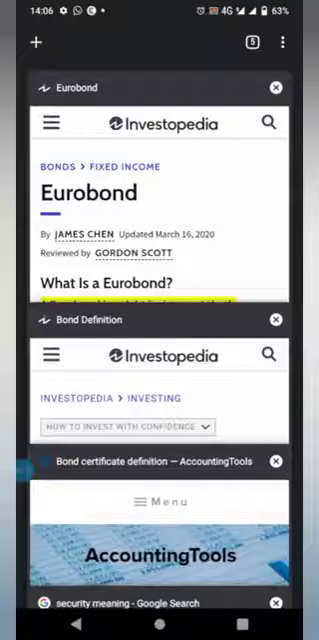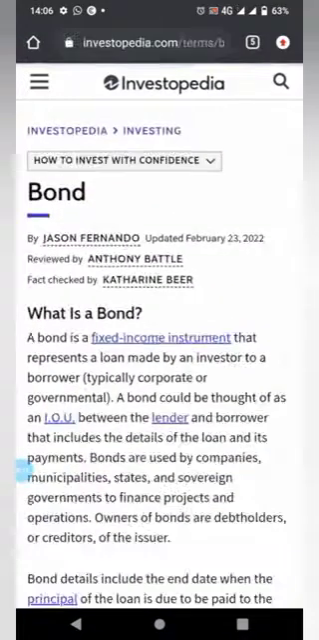For us to have a good understanding of what a Eurobond is, we have to first of all look at what a bond is. A bond is a fixed income instrument that represents a loan made by an investor to a borrower. The borrower is typically a corporate organization or a government.